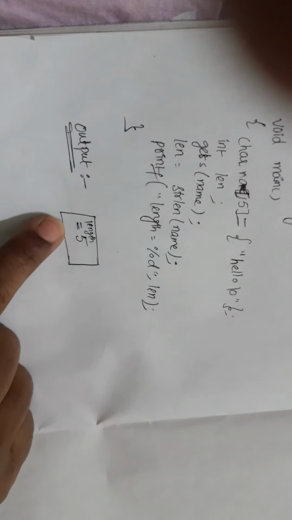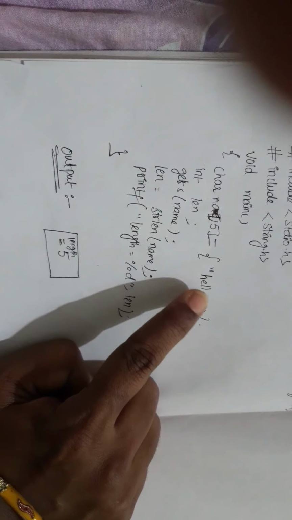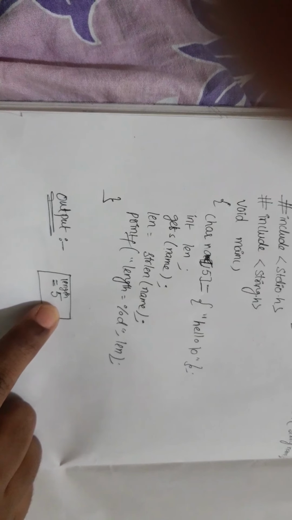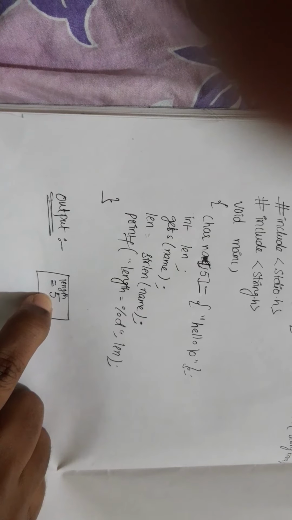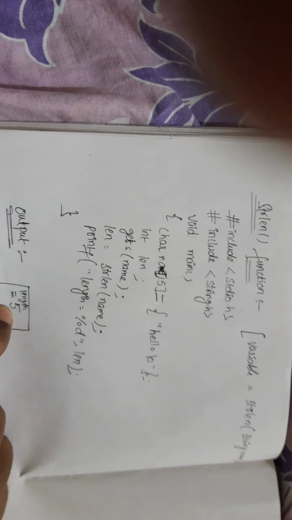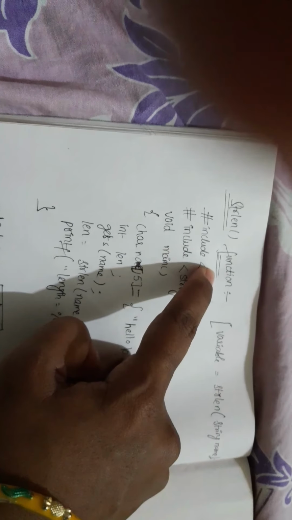So what is the output? It is going to take h as 1, 2, 3, 4, 5, entirely that is 5 characters. So the length of the given string is 5, and the output is length is equal to 5. In place of the format specifier, it is going to return the value 5. So this is how you can directly know the length of a given string by using the strlen string length function. Thank you.